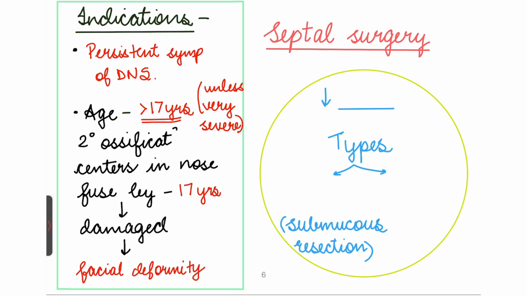We perform this surgery under local anesthesia. The types are SMR, that is submucous resection, and septoplasty. Now we will look at the differences between these two.